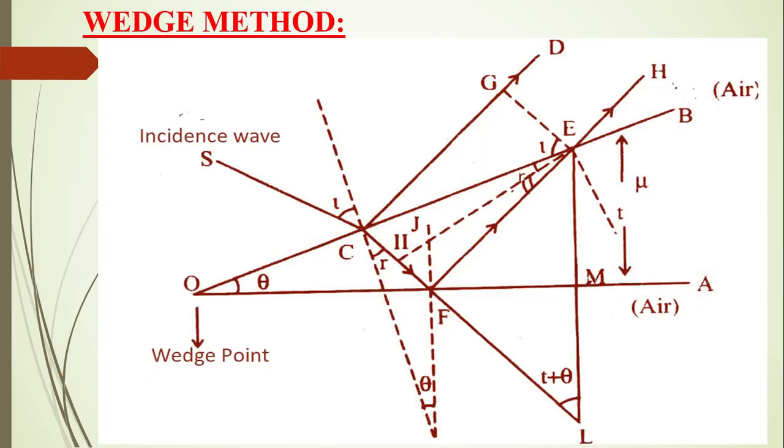This is a wedge shape film. A wedge shape film means a non-uniform thickness film. The thickness of the film changes from point O to A. OB and OA are the surfaces of the wedge shape film. SC, the incident light, is incident on the top surface of the wedge shape film at point C.